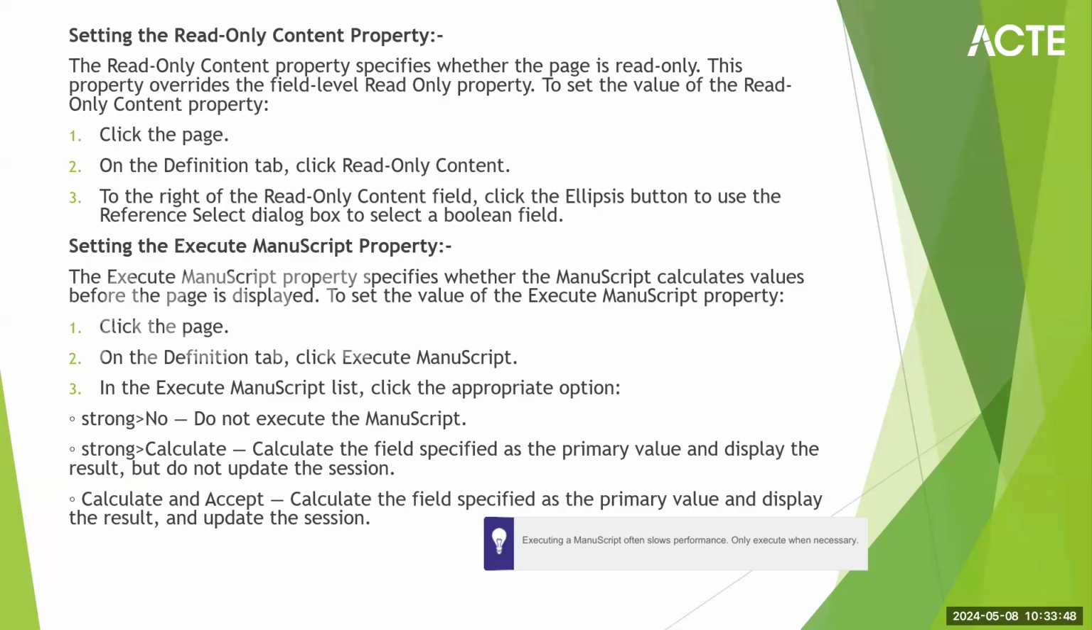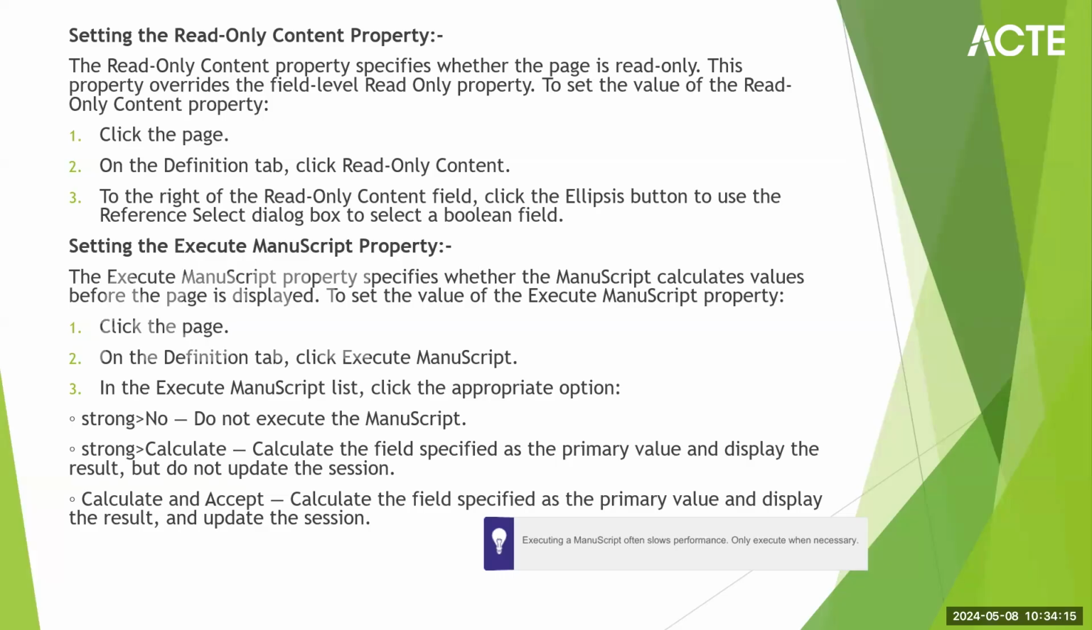Execute manuscript property, in the sense that the particular manuscript calculates a value before the page is displayed. Suppose that particular page is only for rating, so the rating is contained only for calculation purposes. Those kinds of screens need the execute manuscript property. So how do we set it?